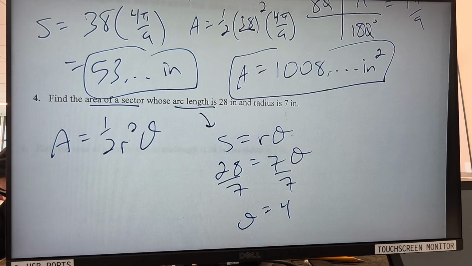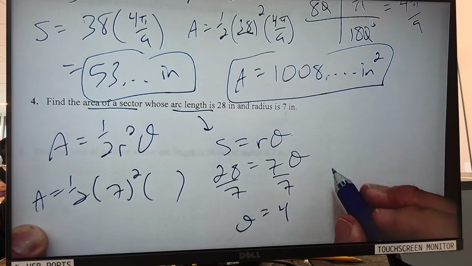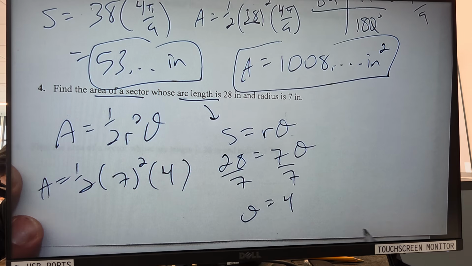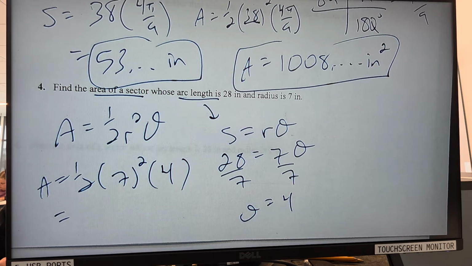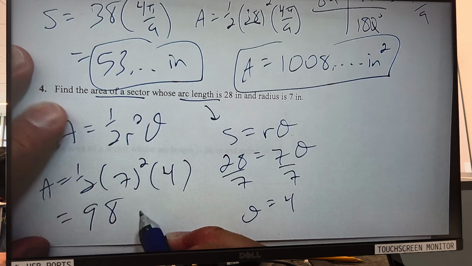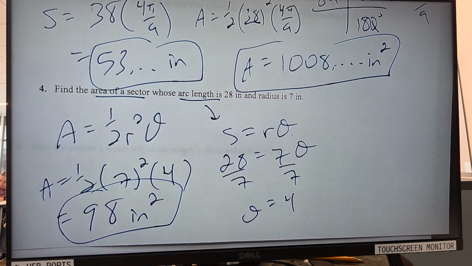So how do I figure out the area? 1/2, and the radius I told us from the beginning, squared. And the angle we just figured out, 4. So that is 98. Yeah, that I can get exactly. Oh yeah. Good job, Jeff. 98 what? Squares. I like it.